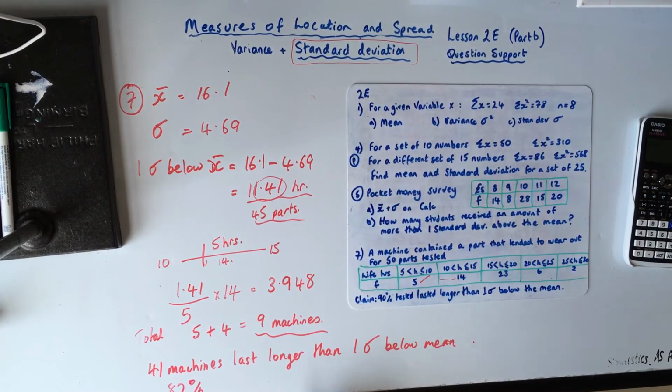41 out of 50 is 82 out of 100, so it's 82%. So they can't say that. They can't say 90% tested longer than one standard deviation below the mean. They've got to say only 82% is the correct claim. Okay.